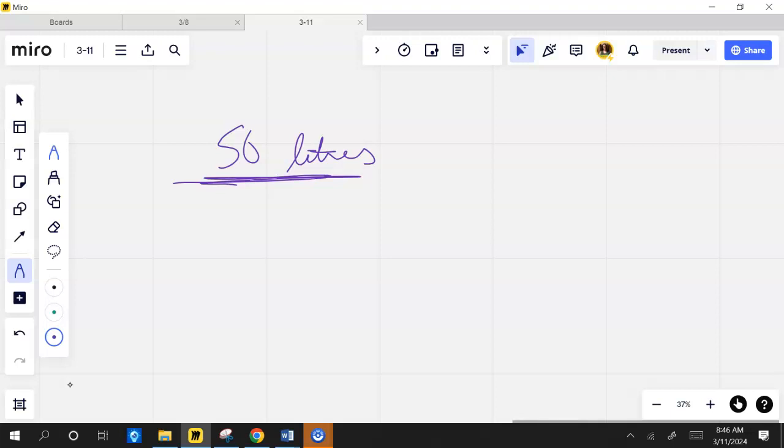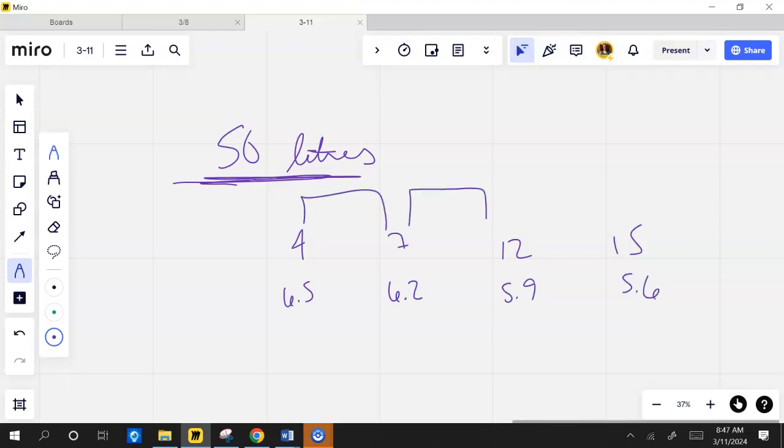Okay, so I got 4, 7, 12, 15, and I got 6.5, 6.2, 5.9, and 5.6. Rectangle 1, rectangle 2, rectangle 3. Everybody agree? Does it say right or left? Right Riemann sum with 3 subintervals.